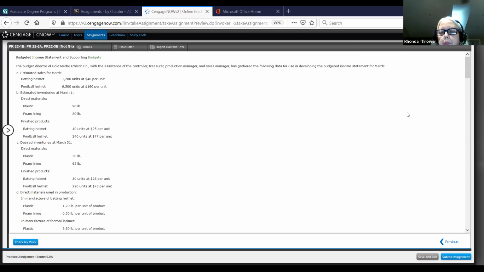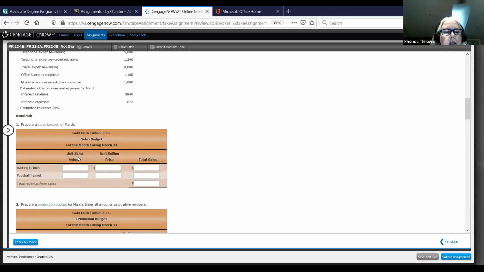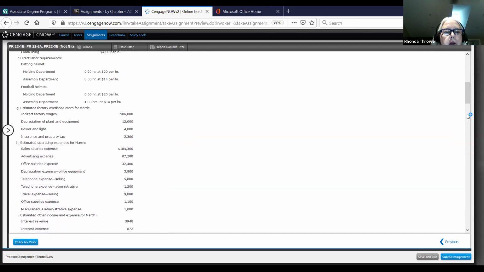We need this information when we are calculating what's going to go into the sales budget. We're going to scroll on down and look at the sales budget. You can see that they've already got a sales budget set up for you, so all you have to do is fill in the information in the blocks that they want you to fill in. For the batting helmets, what we need to know is the unit sales volume that we are expecting for this period of time.